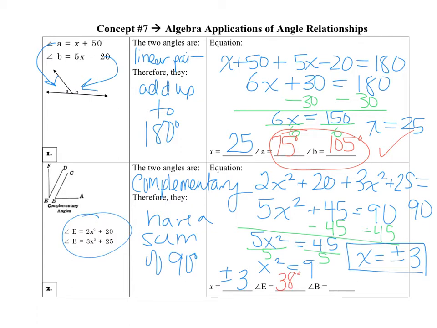And let's do the same thing for angle B. So we're going to plug in 3. Again, if I plug in positive 3, I get 9. If I plug in negative 3, I get 9. So 9 times 3 is 27, and 27 plus 25 is 52. And let's do our quick check. Do these add up to 90 degrees? And they do. So good job again.